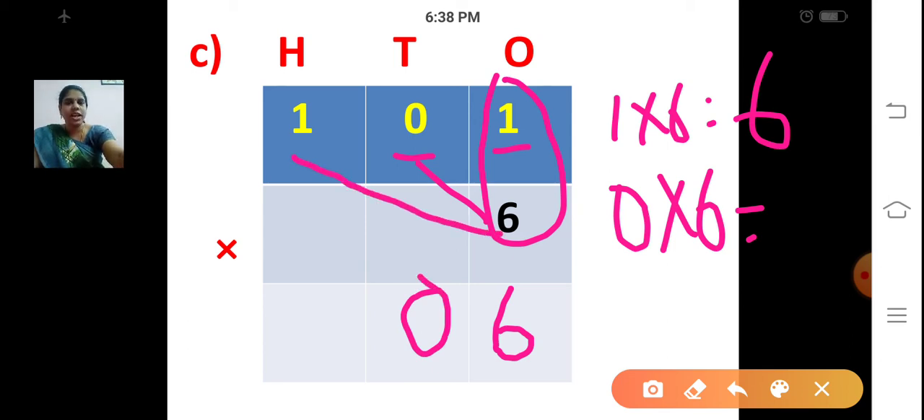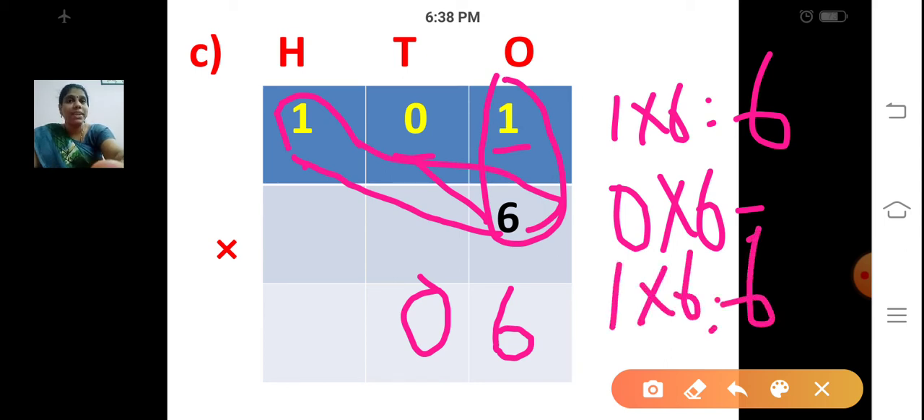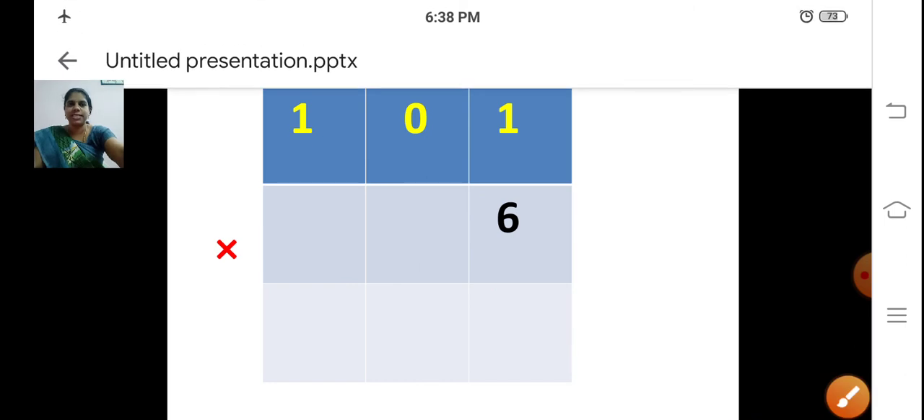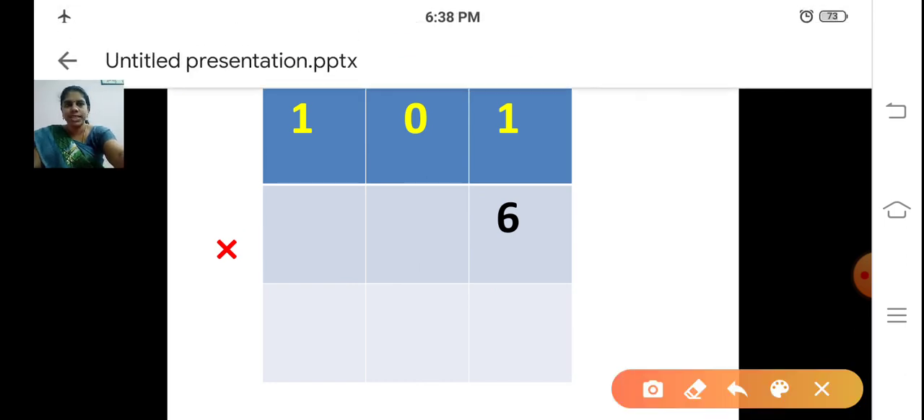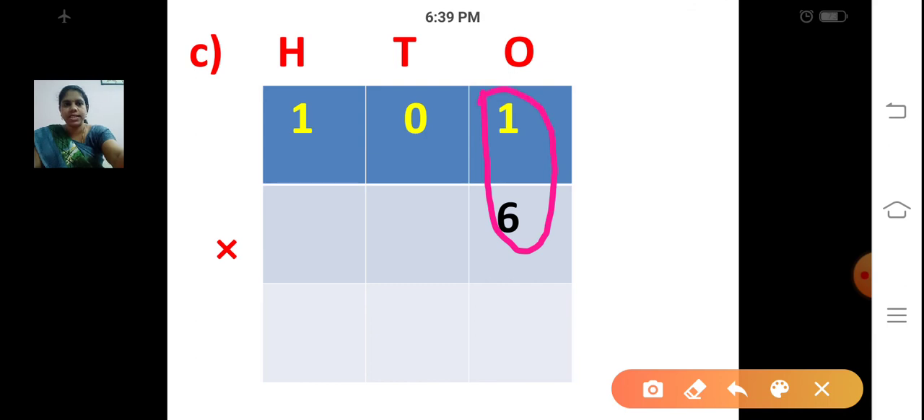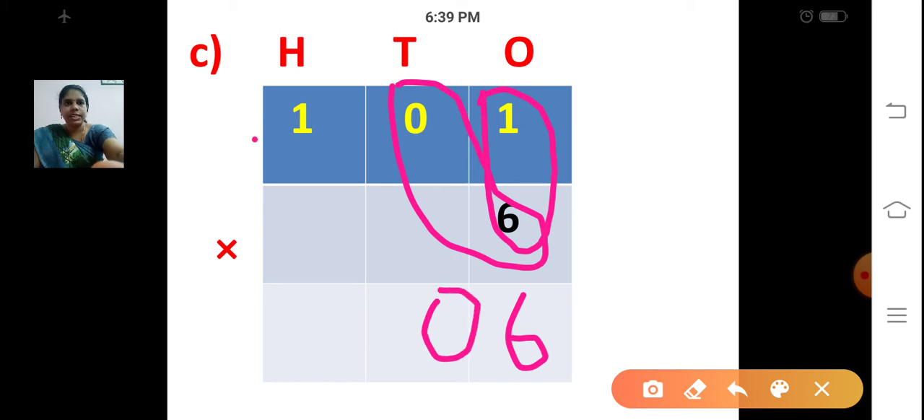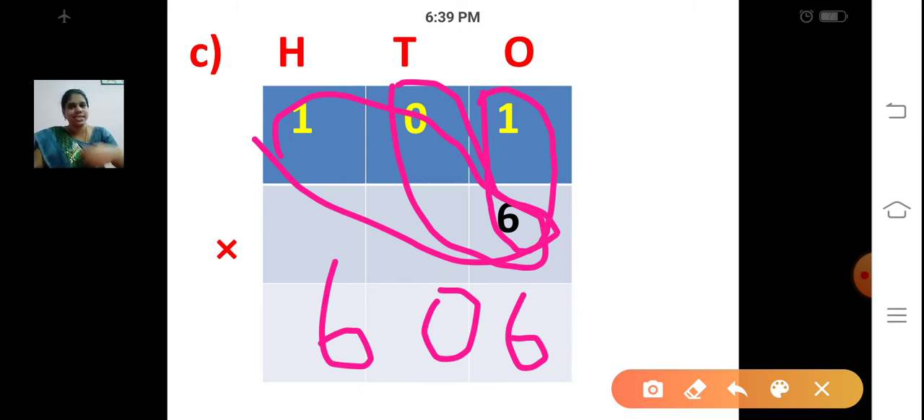Multiply the digit at the hundreds place by 6. So 1 into 6. 1 six is 6. What is the meaning? 100 into 6. So you are going to write the answer in the hundreds place. So 606. When you multiply 101 into 6, the answer is 606. First step, 1 six is 6. Second step, 0 into 6, 0. Third step, 1 six is 6. So the answer is 606.